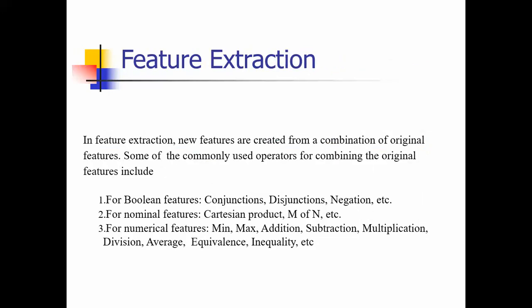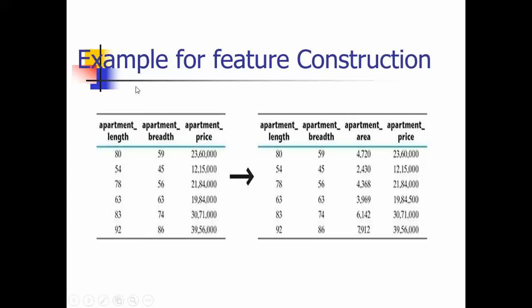Come to feature extraction. This is one of the variants of feature transformation. In feature construction, we are generating the new feature. After generating the new features from the original features, we need some common operators. So here, if you observe, which operator am I using? I am adding one feature. Length is present, breadth is present, and construction means I can generate a new feature, apartment area.